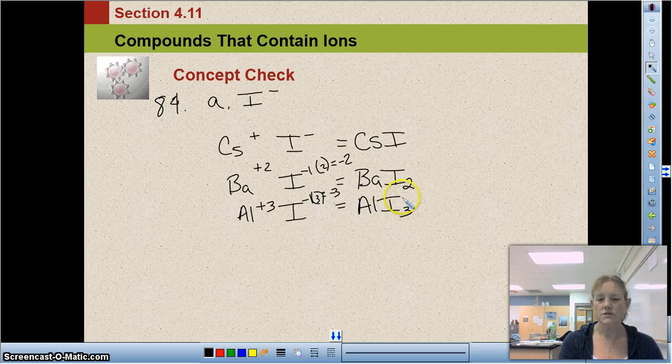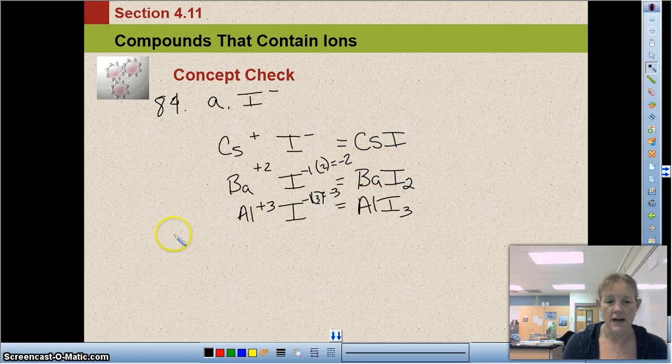AlI3. One thing I want to bring up also is notice how when we write it as the compound, you don't see the plus and negative signs anymore. Those don't belong in there anymore because this is a compound held together by an ionic bond due to a transfer of electrons. So this plus minus stuff doesn't go on anymore, so don't make the mistake of adding those in.